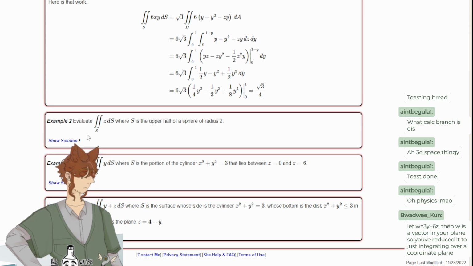Let w equal 3y plus 6z, then w is a vector in your plane, so you've reduced it to integrating over a coordinate plane. Wait a second, I need to think about that.